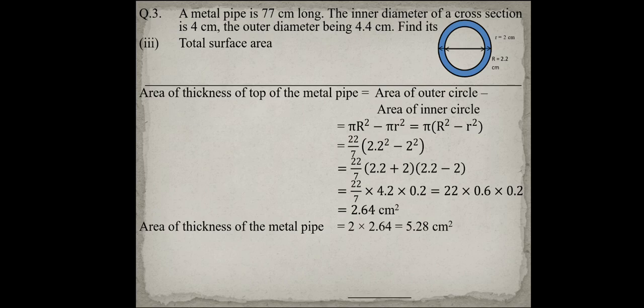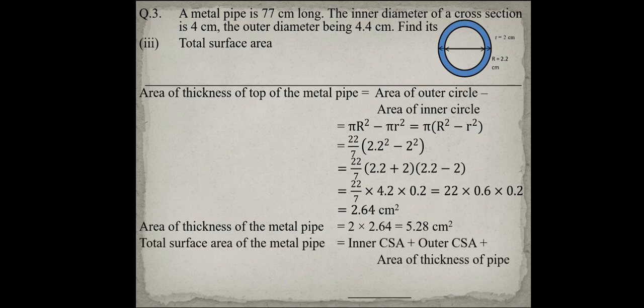Now thickness of pipe plus outer curved surface area plus inner curved surface area, then we will find out the total surface area of this metal pipe. So that is equal to 968 plus 1064.8 plus 5.28 equals 2038.08 centimeter square. This is the total surface area.